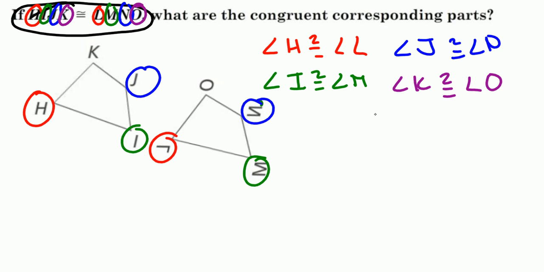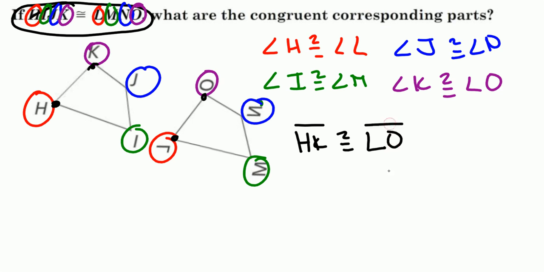Okay, and the other part that's important when writing these is now I want to be able to write all the sides that are congruent to each other. So I'm not going to do all the fancy colors. But here I have HK is congruent to, now if I started with H to K, what was H congruent to? Oh, it was congruent to L. So I've got to do L. What was K congruent to? O. That matches up.